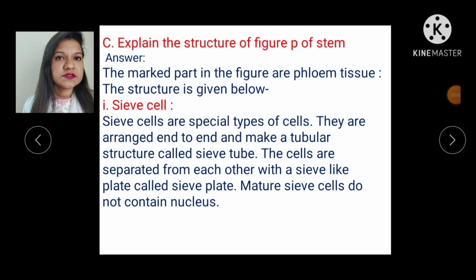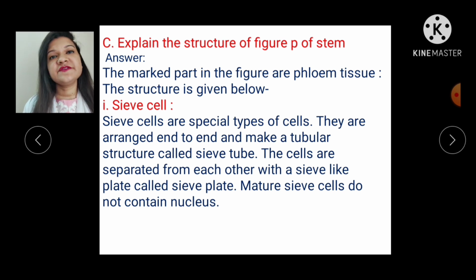Number C, this is an applied based question. Explain the structure of figure P of stem. First of all you have to write what the figure P actually is. So you have to write the knowledge based part. The marked part in the figure P is phloem tissue. The structure is given below, like it has sieve cell.